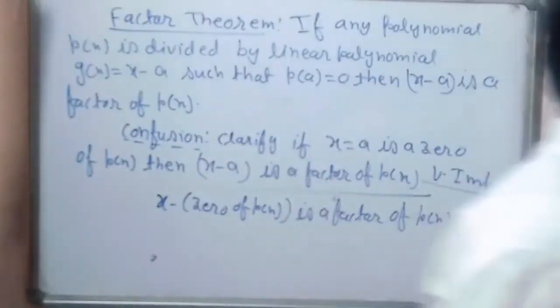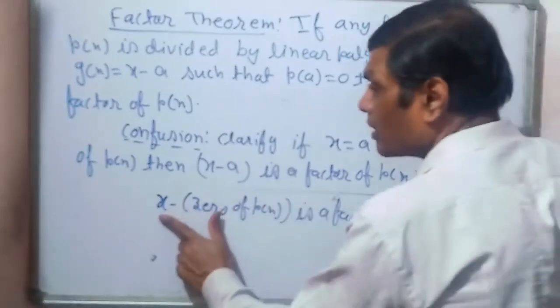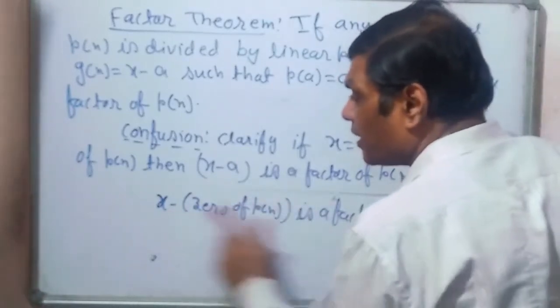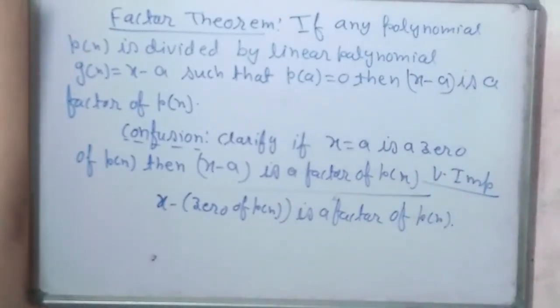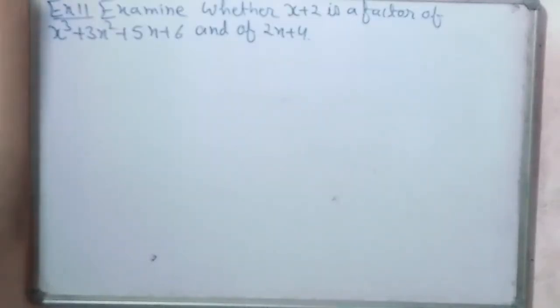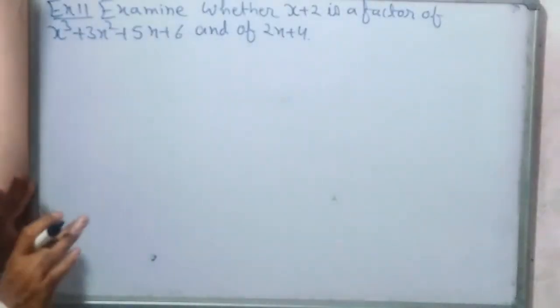X minus 0 of px is a factor of px. Here we are taking the standard variable x. It may be y, it may be t, it may be u, it may be v, it may be any variable. So variable minus 0 of polynomial is a factor of that polynomial in one variable.